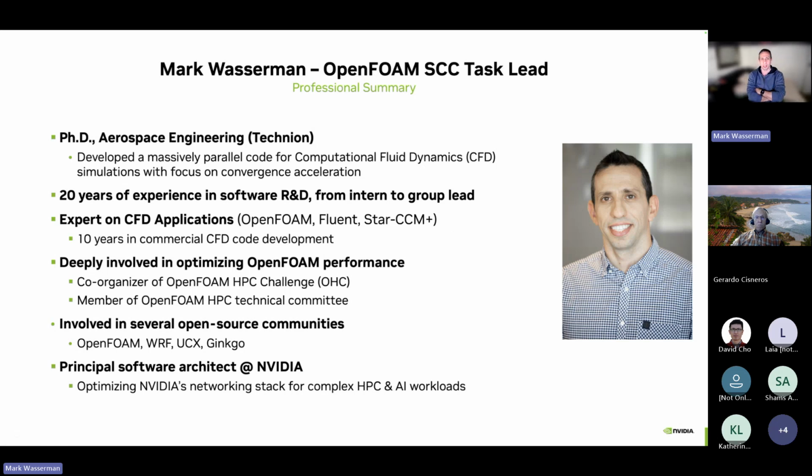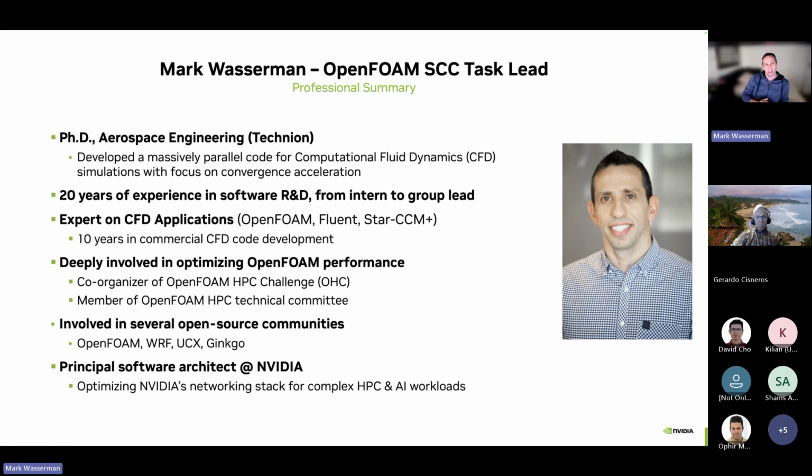My PhD was in aerospace engineering, so the field of computational fluid dynamics, which OpenFOAM actually simulates, is very close to heart. That was the topic of my PhD before I branched out to several other fields. After doing my PhD, I've worked in various positions in software research and development, starting from an intern and up to a group lead.